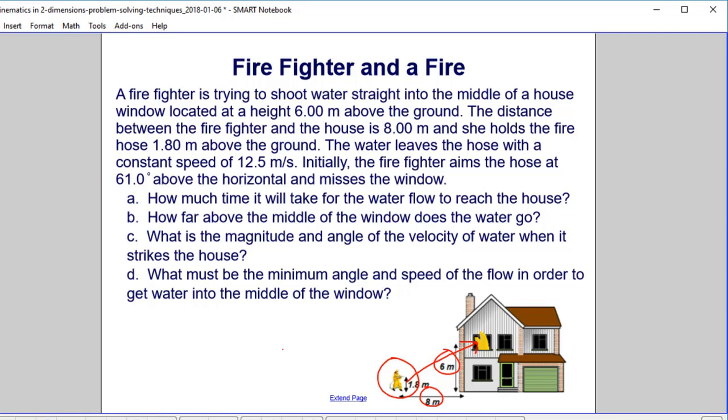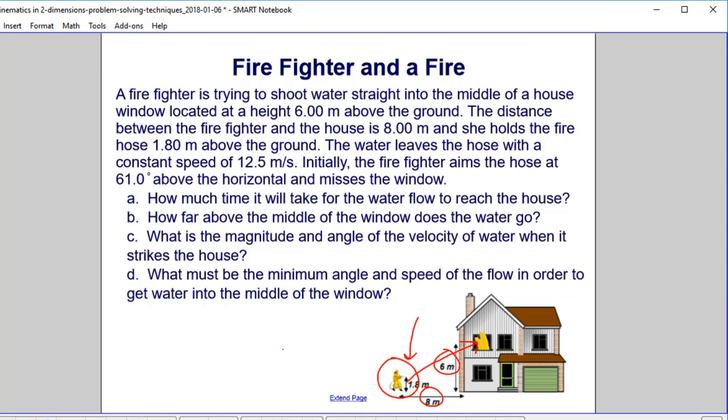And she holds the fire hose 1.80 meters above the ground. That number is right there. The water leaves the hose with a constant speed of 12.5 meters per second. Initially, the firefighter aims the hose at 61 degrees above the horizontal, but misses the window, which is no good.